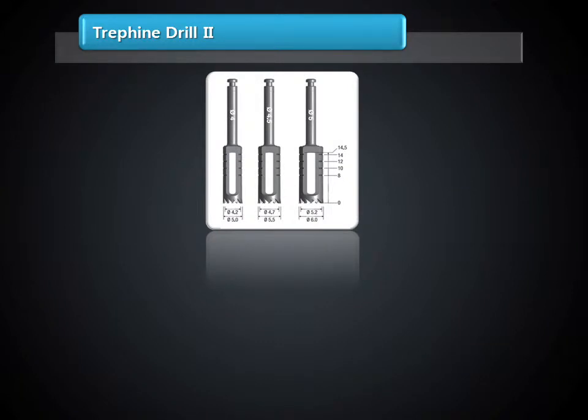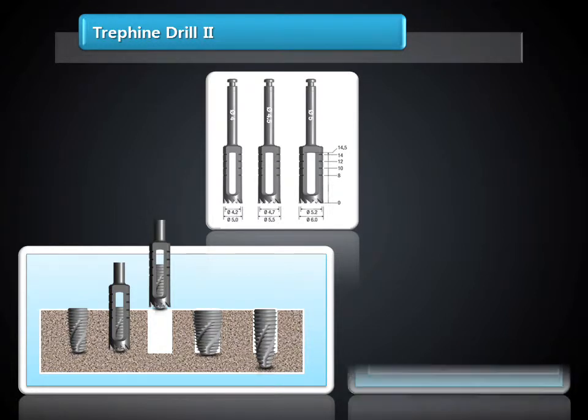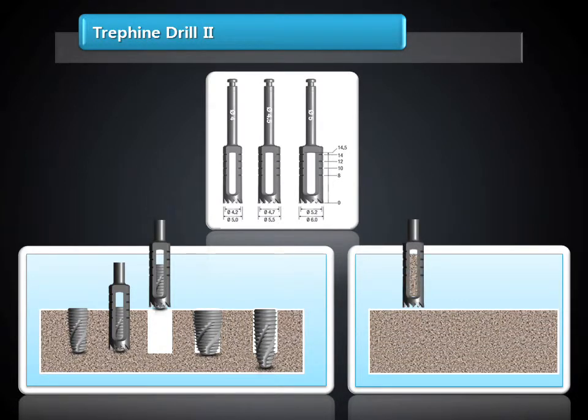Trephine drill 2 is composed of the block bone trephine of the diameter 4, 4.5, 5 mm in the inner diameter. The trephine has the depth index line of 8, 10, 12, and 14 mm. The indication of the trephine drill 2 is the removal of the failed implant and the uptake of block bone in the site of implant placement.